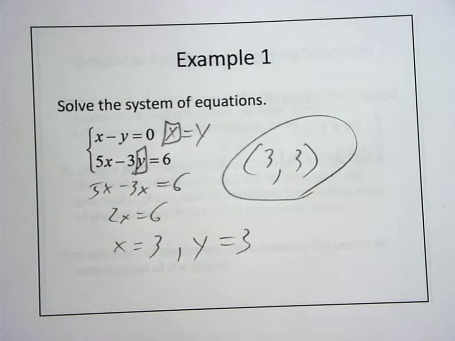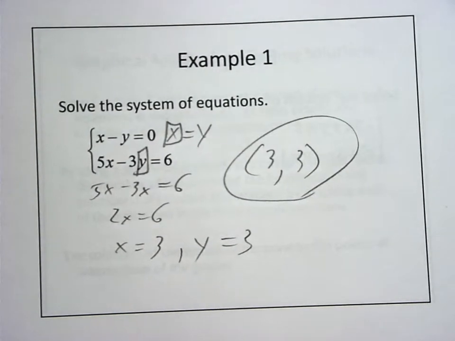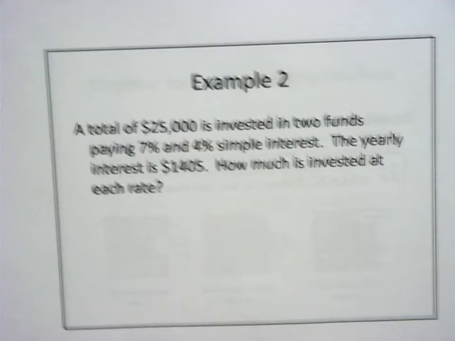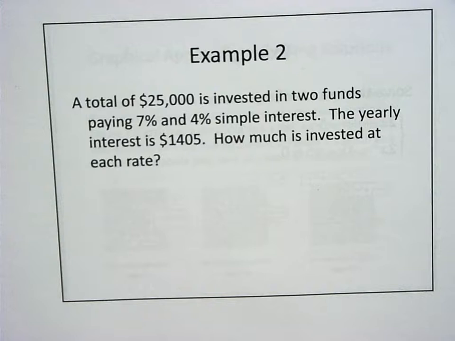Okay. Now, they're not all going to be like that, obviously. That wouldn't be on a test. You will have word problems where you need to come up with the equations on your own. Okay. So, a total of 25 grand is invested in two funds, paying 7% and 4% simple interest. The yearly interest return is 14.05, I should say. How much is invested at each of those rates?